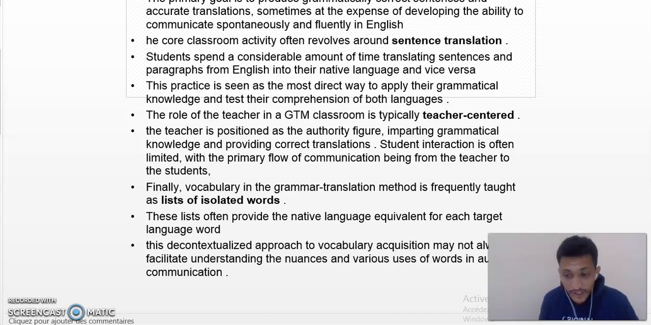Okay, so we are not seeking here in this approach to develop communicative competence. We are seeking just for learners to master grammatical rules. We are seeking just accuracy. We are not seeking fluency. We are seeking just for learners to be familiar with grammar rules, and that's all.